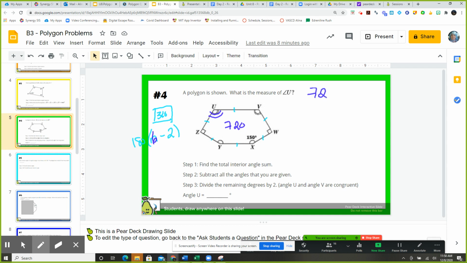How many angles are 150? 2 of them. So I have to subtract that twice. Minus 150 and minus 150, right? And then what else do I know? What else can I subtract out?